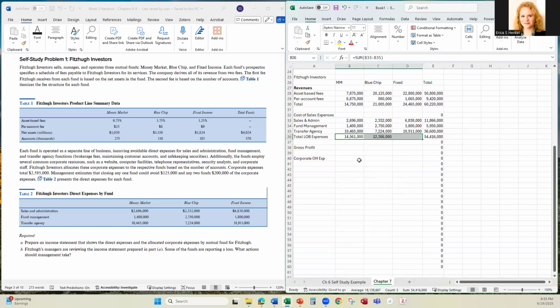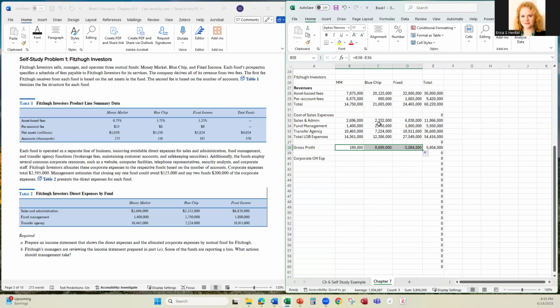Assuming I didn't make any typos here, I guess we'll find out, right? Equals B30 minus B36. Okay. All right. So those are all the givens that they've provided for us now.